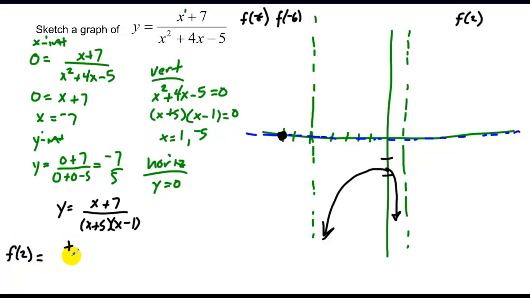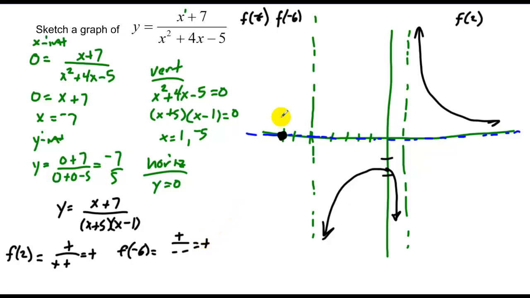which gives me a positive over a positive and a positive, which is all positive. So since f of 2 gives me a positive value and it's not going to cross, my graph's got to look something like this. If I take f of negative 6, then I still have a positive on top, a negative and a negative on bottom, which equals, once again, positive. So over here, it's got to go this way. And then I need to know if it comes back up and then down or goes under and comes back up. It's got to do one of those.